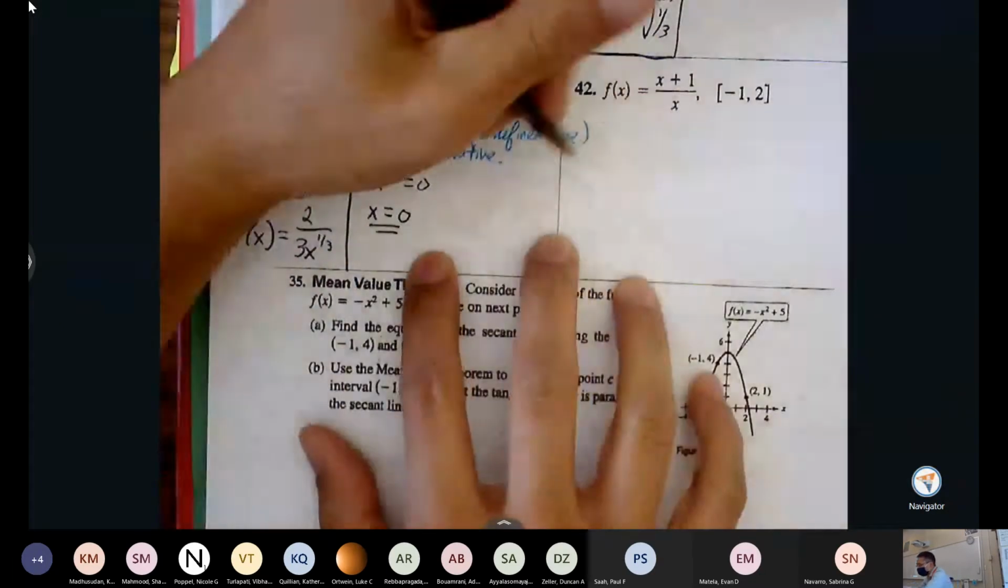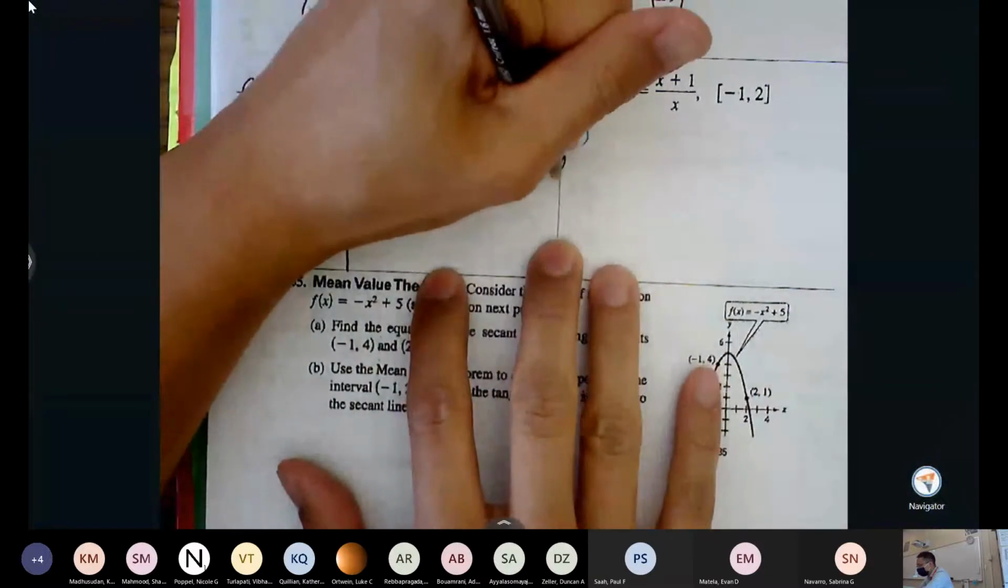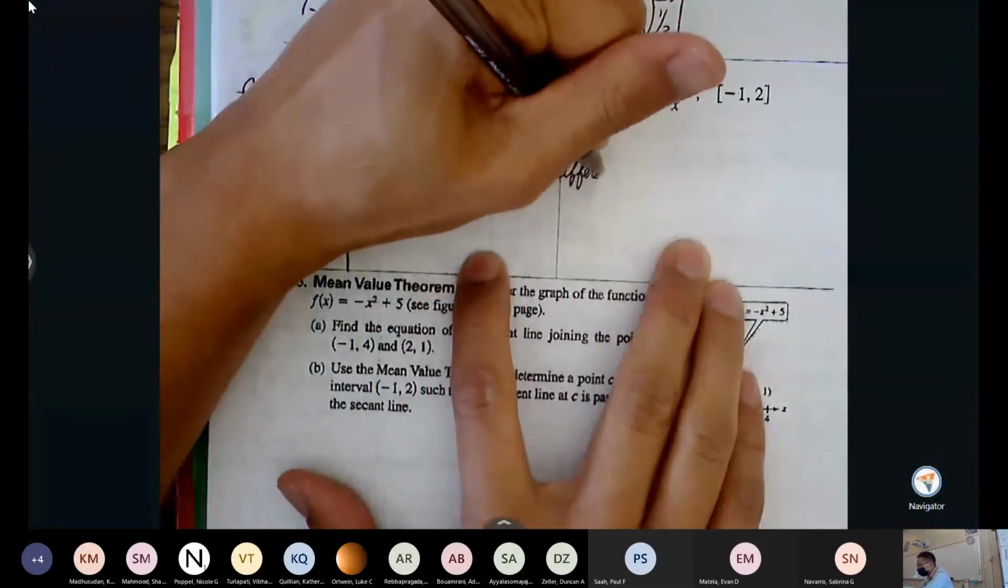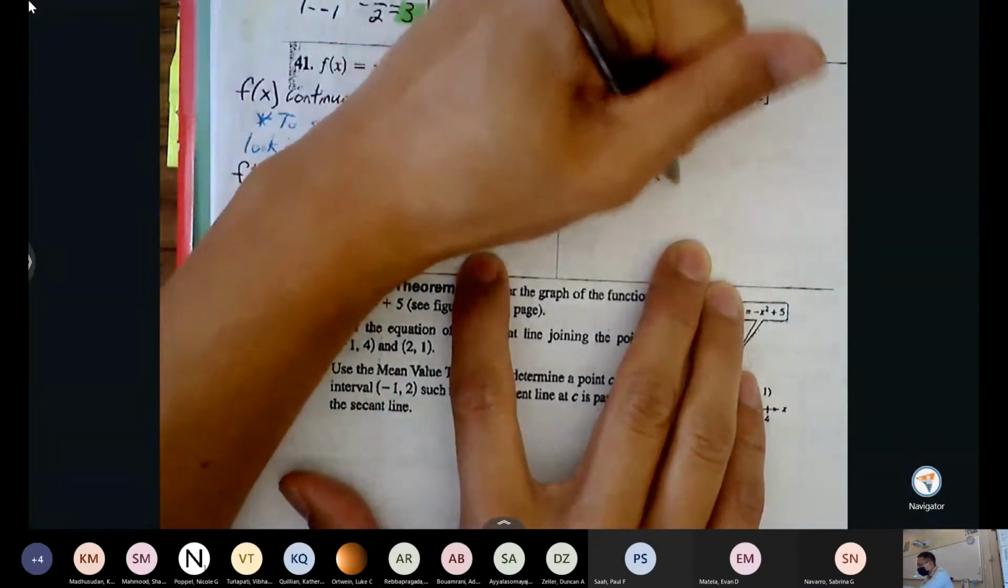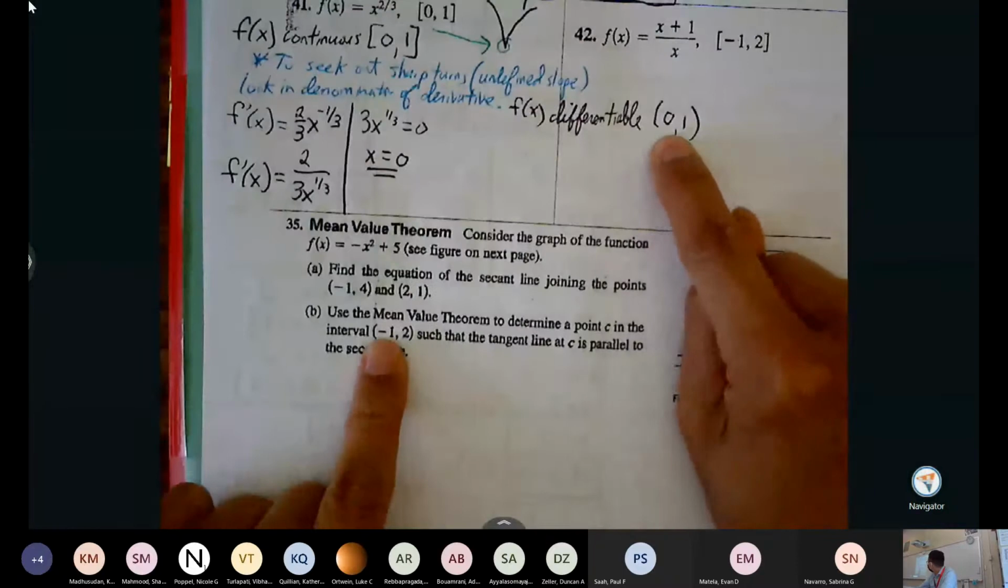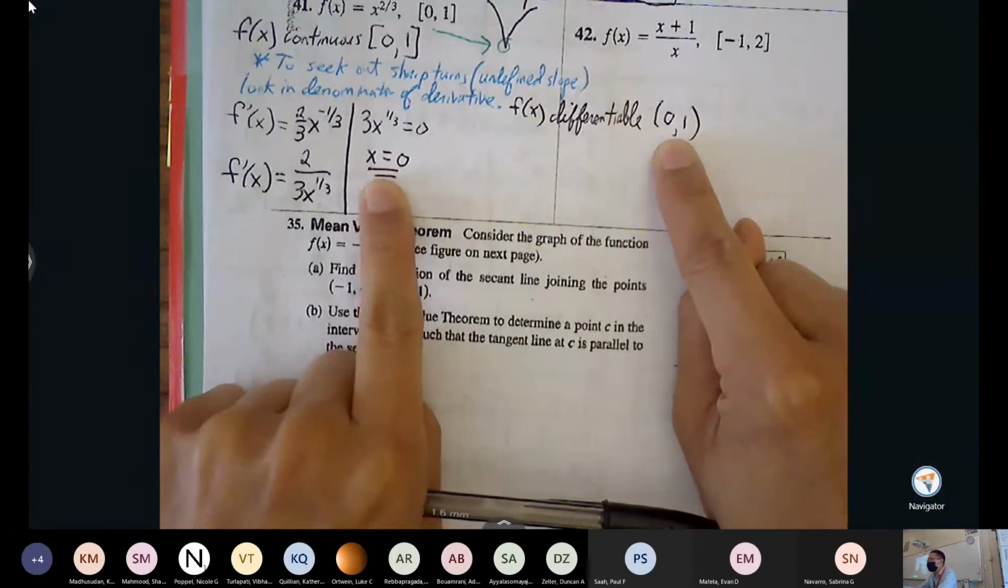Okay, here's the statement that we would have to write. The statement we have to write, if it's going to pass the test, is going to be f of x is differentiable on the open interval (0, 1). So this is the region we have to protect. This is the location of our sharp turn. Are we safe?